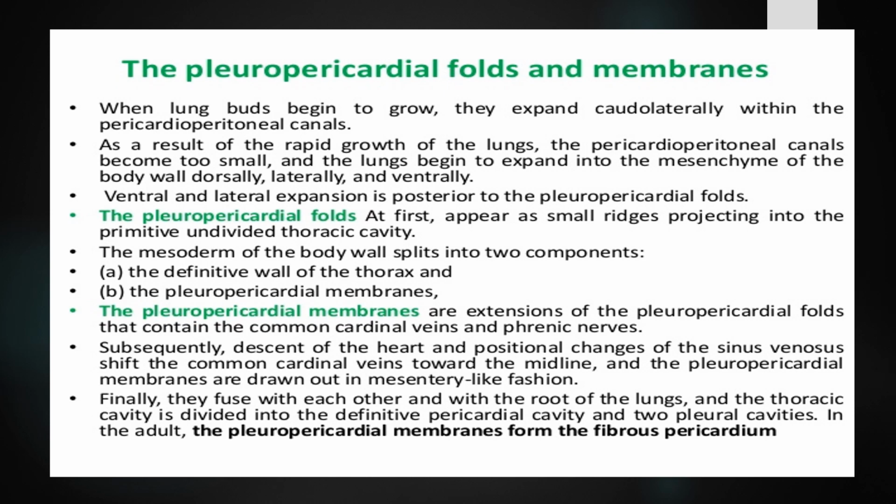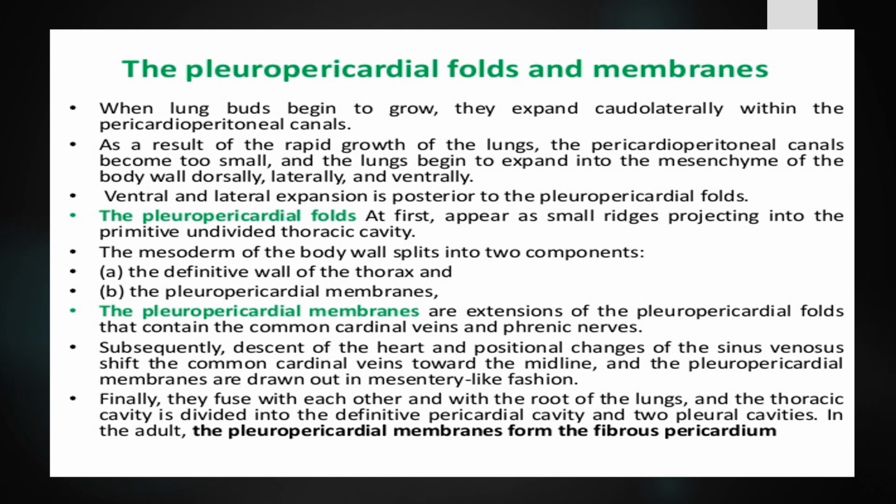The pleuropericardial folds at first appear as small ridges projecting into the primitive undivided thoracic cavity, which means that at this level the thoracic cavity is not completely separated from the abdominal cavity. The mesoderm of the body wall is split into two components, the definitive wall of the thorax and the pleuropericardial membranes. The pleuropericardial membranes are the extension of the pleuropericardial folds that contain the common cardinal veins and the phrenic nerve.